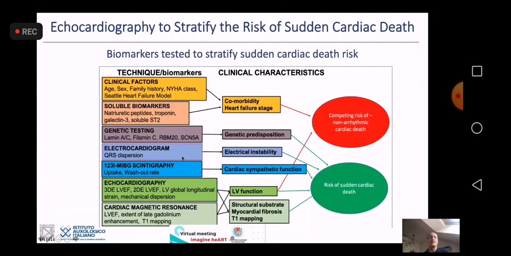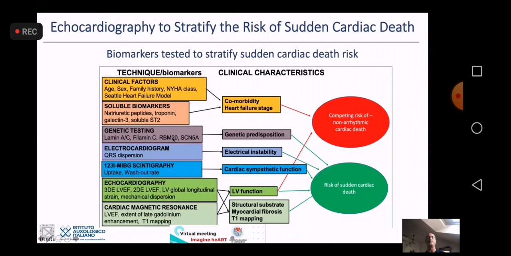In this slide, I tried to summarize all we know today about the stratification of sudden cardiac death risk in a patient with heart failure. You see that clinical factors as well as plasma biomarkers have been tested. Those are not exactly the ones that will help us in identifying patients who are at risk of sudden death, so those who have to be implanted with an ICD, but mostly they will help us in identifying patients who are at the end stage of their heart failure. And so they are most likely to die of non-arrhythmic cardiac death, and in them the ICD will not be effective. Then we have genetic testing.